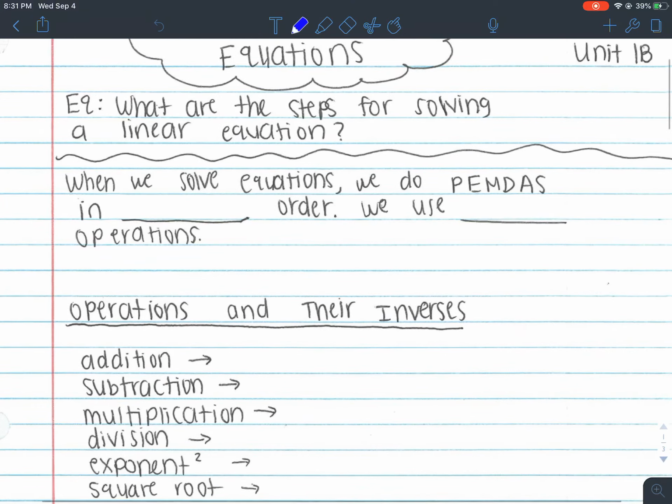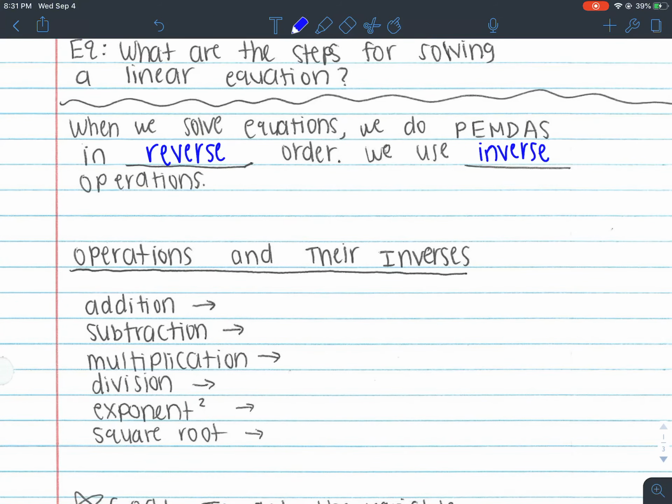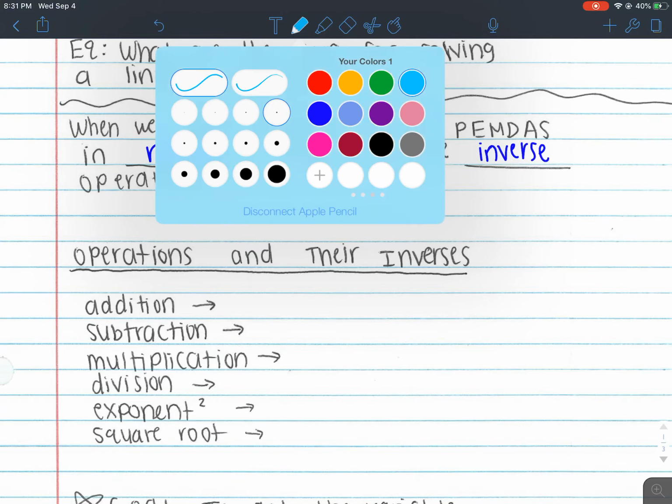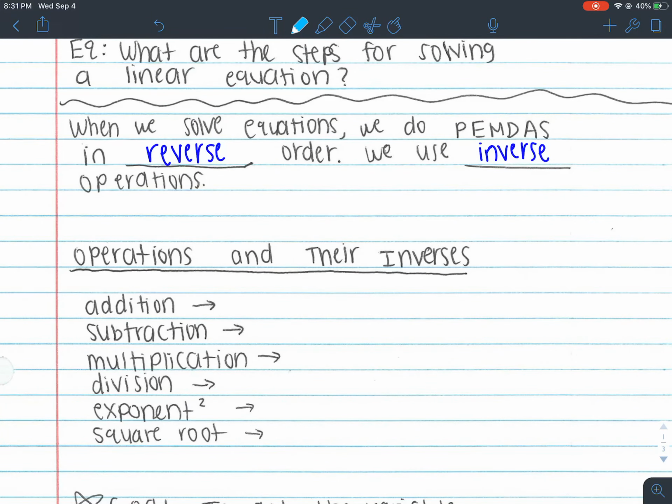So, when we solve linear equations, we do PEMDAS in reverse order. So we're going backwards, and we use inverse operations to do that. You might ask, what are inverse operations? Well, they're basically the opposite. When we simplify, we use PEMDAS, but when we solve equations, we do the backwards of what you're normally used to doing.